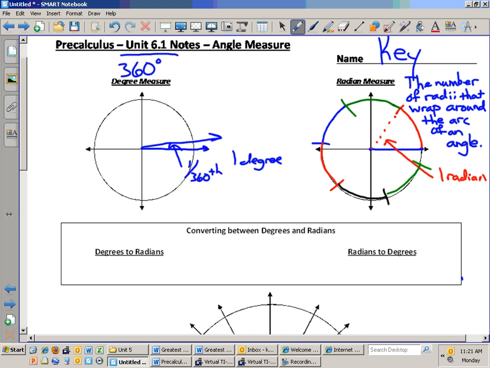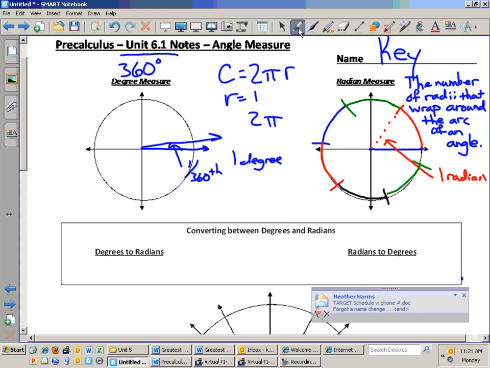And that's the relationship. Notice, what is the formula for circumference? Circumference is equal to 2 pi r. So 2 times pi radiuses fit in an entire circle, which is what we would expect. If your radius is equal to 1, then 2 pi is the entire measure around the circle. So that's kind of interesting.